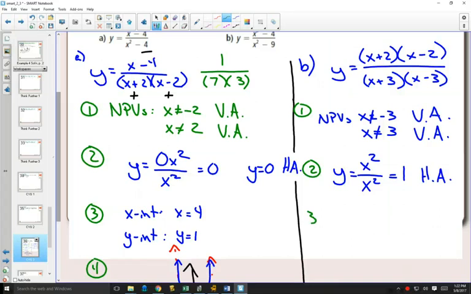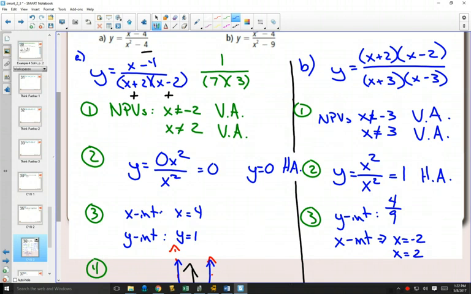Step 3, y-intercept and x-intercepts. Well, your y-intercept, when you plug in 0 for x, you're going to get negative 4 over negative 9. So that'll just be 4/9. X-intercepts, when y is 0, the only time your fraction is going to equal 0 is when the numerator is equal to 0. So that'll happen at x equals negative 2 and x equals 2.